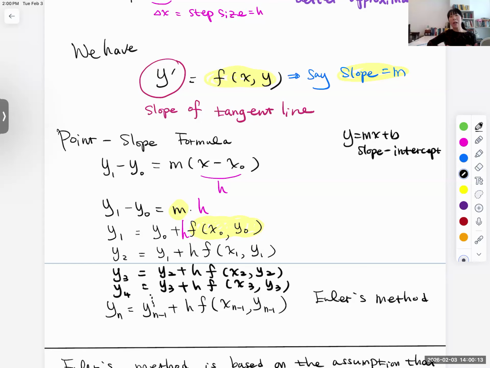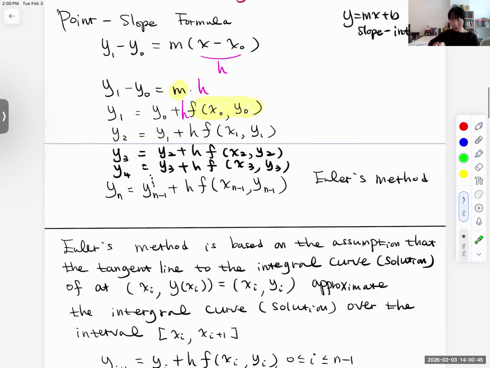All right, so we derive Euler's method. Look, y sub n equals y sub n minus 1, with subscript n minus 1, and keep that step size h, then times f of x sub n minus 1 and y sub n minus 1. All right.